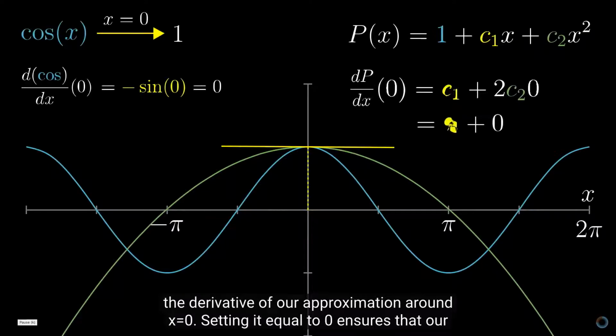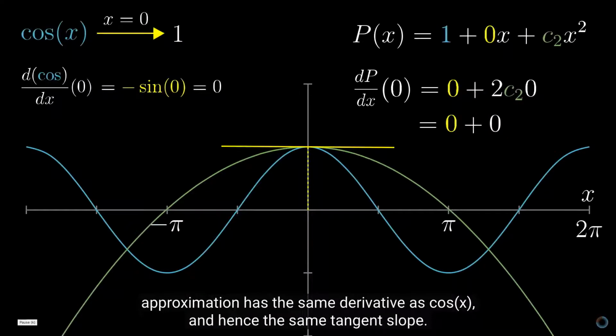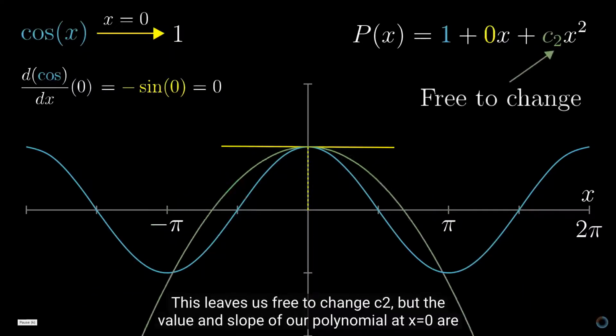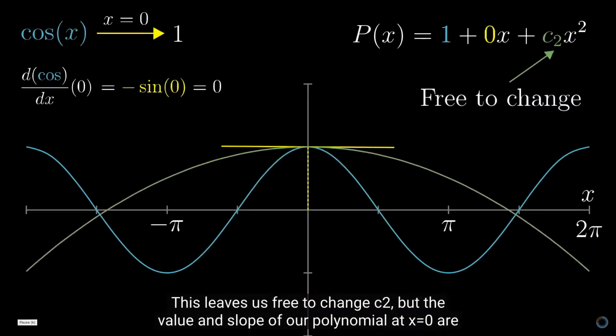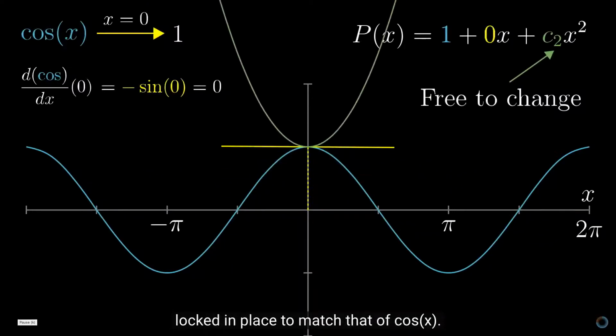Setting it equal to 0 ensures that our approximation also has a flat tangent line at this point. And this leaves us free to change C2. But the value and the slope of our polynomial at x equals 0 are locked in place to match that of cosine.